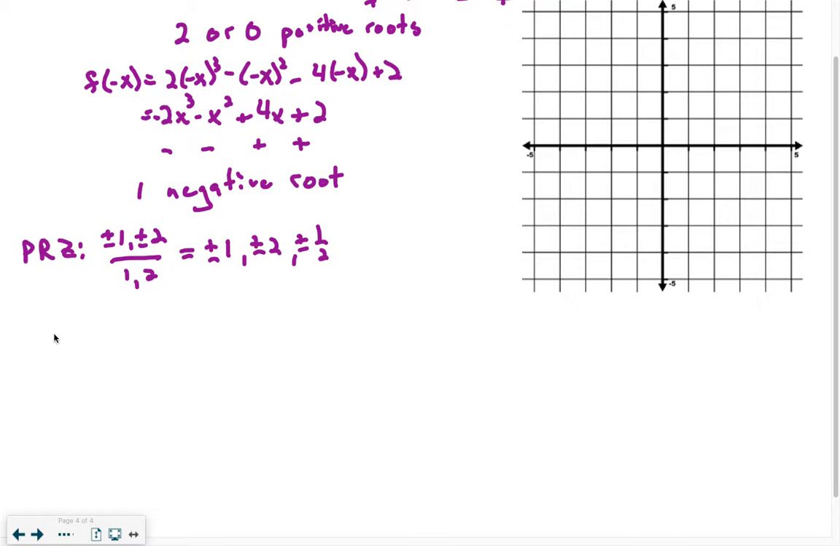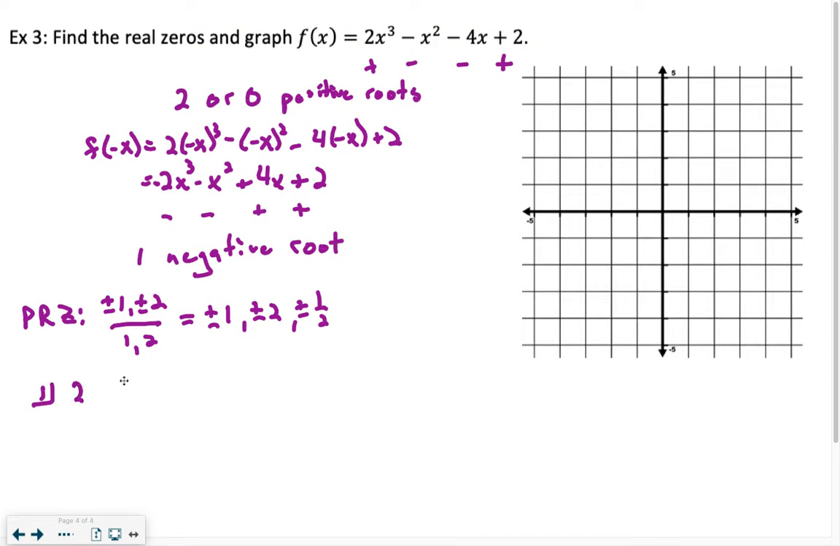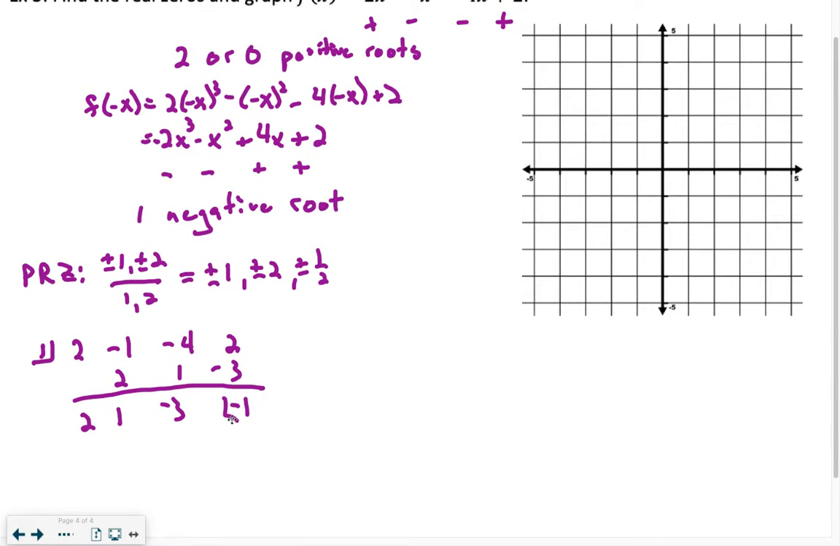Again, we want to start with 1, our smallest positive root, and list out my coefficients. So that will be 2, -1, -4, and 2. Bring the 2 straight down, multiply, add, multiply, add, multiply, and add, and we do not get 0. We get -1. Okay, so let's try our next one. Let's try 2.